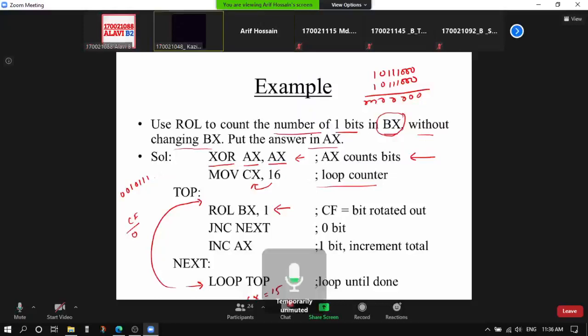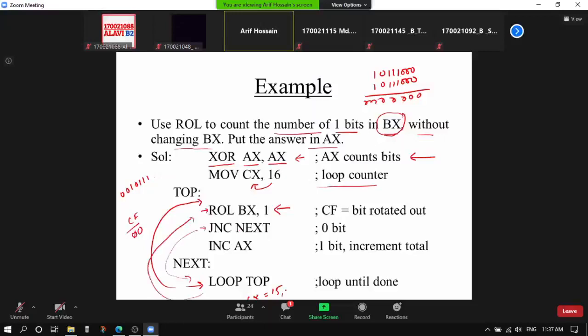Right? Yes, sir. Okay, now again I come over here. Again I perform rotate left BX comma 1. So now tell me, what will be the value of carry flag now? 0. Exactly. Again the value will be 0. So I will come over here, jump no carry. Since there is no carry, it will directly come over here. And from here again you will jump over here.